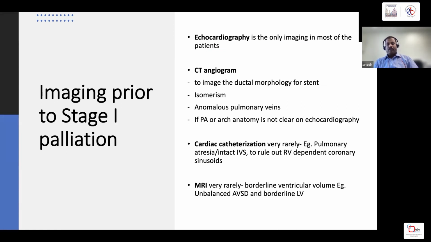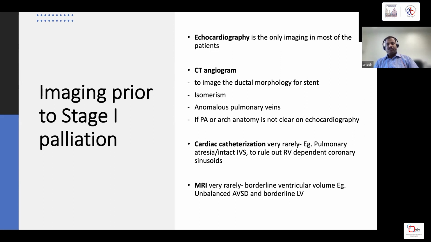And in patients with anomalous pulmonary veins, we do CT to confirm the echo findings, as sometimes there can be surprises. If pulmonary artery or arch anatomy is not clear on echo, then we go ahead with CT angiogram. Cardiac catheterization is very rarely performed. I can think of one instance where we have used it in a few patients in pulmonary atresia intact ventricular septum. If echo is suggestive of RV-dependent coronary circulation, we do cath to confirm this.